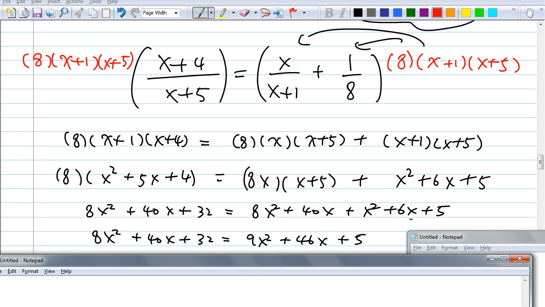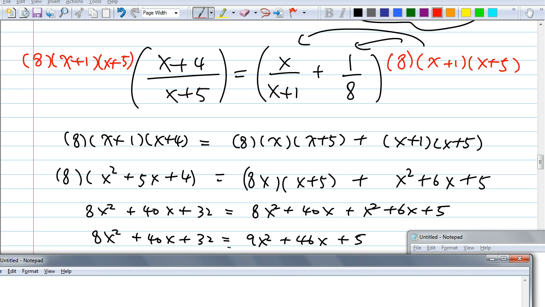The left side stays the same. Now, let's get rid of some of them. Which one should we get rid of? 8x squared or 9x squared? Class? 8x squared. Subtract both sides by 8x squared. Subtract both sides by 40x. Subtract both sides by 32. Because we want the whole thing to equal 0.